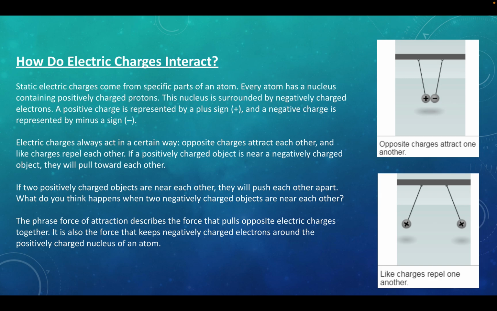So if somebody has 6 in their outer shell, which means they're missing 2, 2 hydrogens can hop on and bond there. Or an element that has 2 electrons in its outer shell. I'm hoping that's starting to make a little bit of sense.